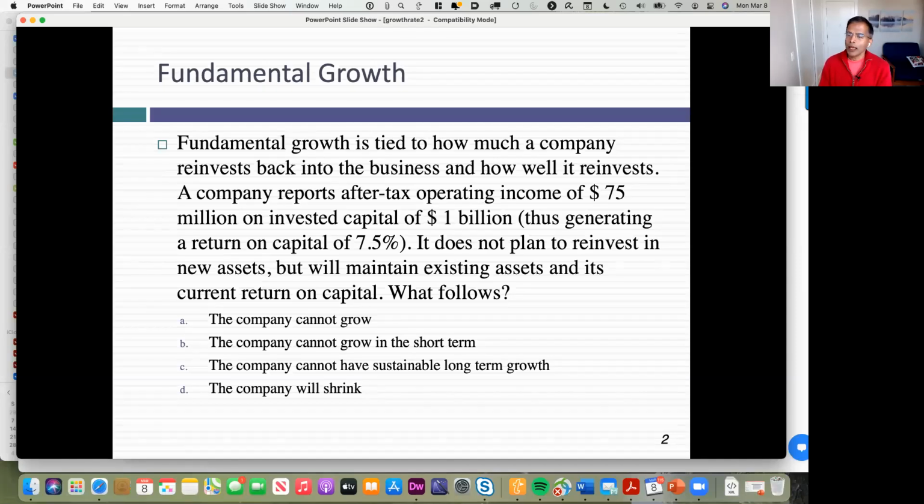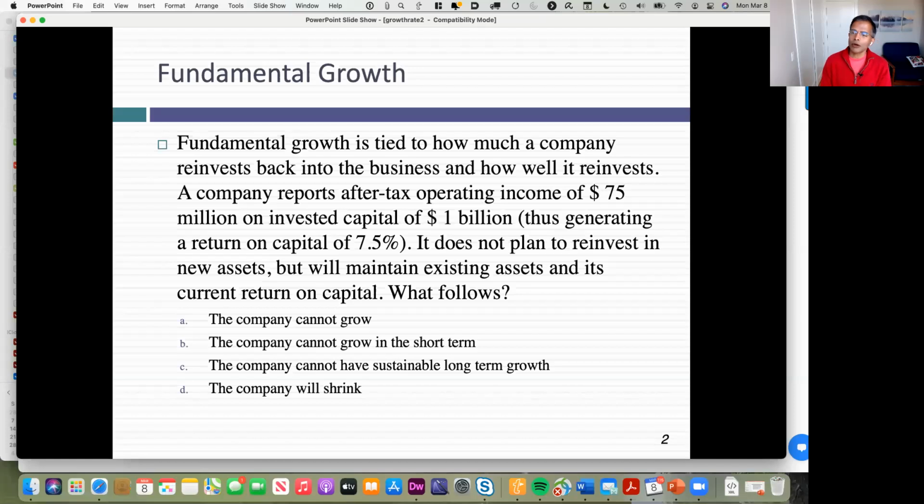And the quizzes are non-cumulative, which is kind of tricky because everything builds on everything else. But the next quiz will cover the sessions starting with growth all the way through the end of DCF. So let's talk more about growth.